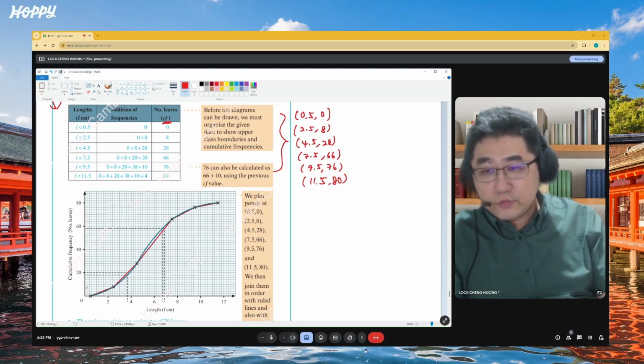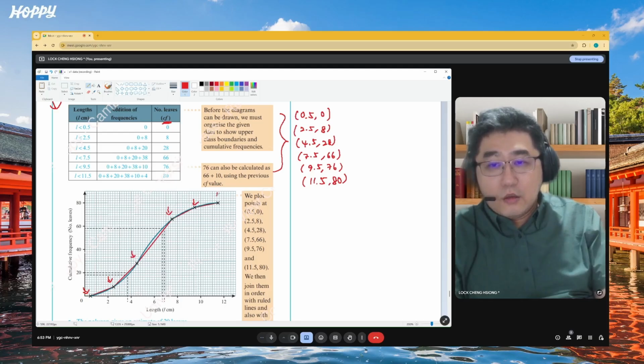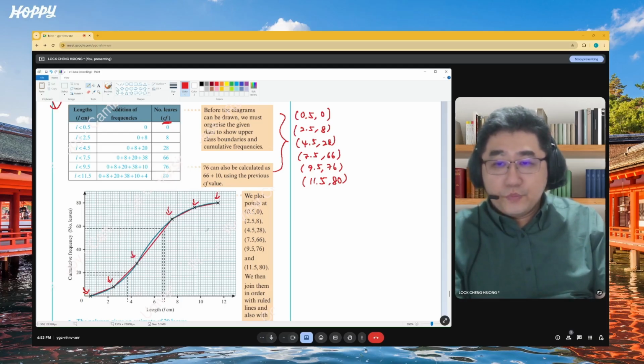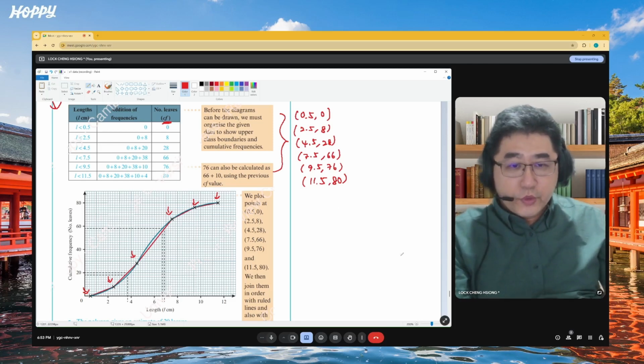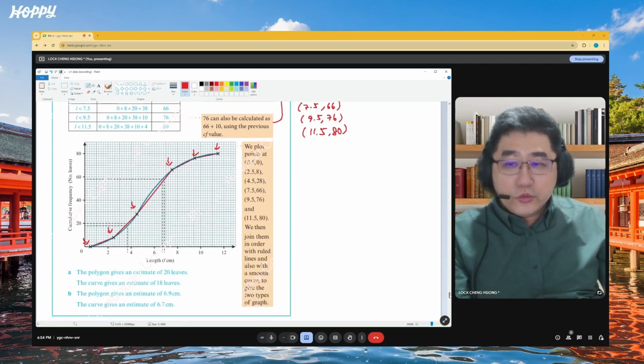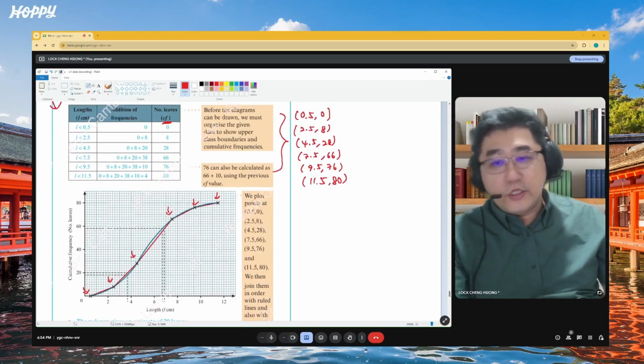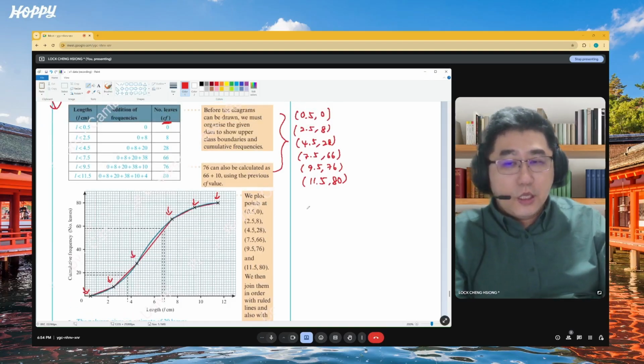So therefore, you have these points here. Okay. Then we'll draw the curve. Make sure you connect the curve. After that, how do we actually use this? We can use this to answer questions.